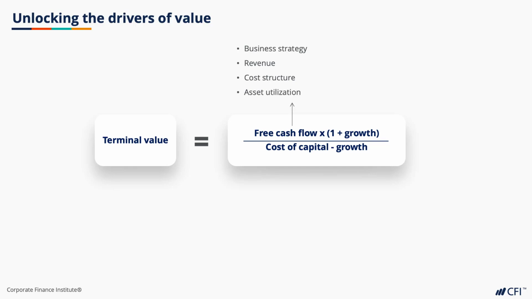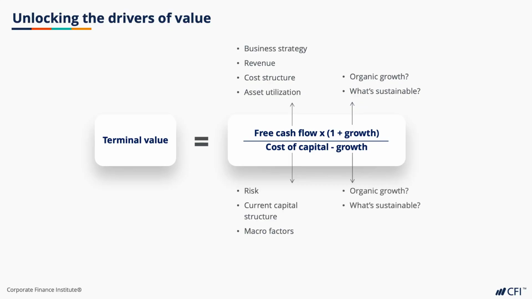Let's look at growth. When we look at growth, we're talking about organic growth that the business can generate itself, and ultimately what's sustainable over the long term. On the denominator, when we look at cost of capital, we're essentially saying what is the risk, or how much do you have to be compensated to make this investment, as well as looking at the current capital structure of the company and global macroeconomic factors as well. And then on the other side of the denominator, of course, we've got growth again. So this is the same as on the numerator.